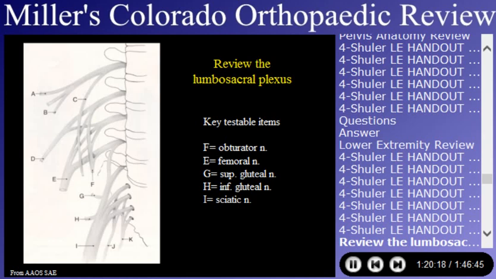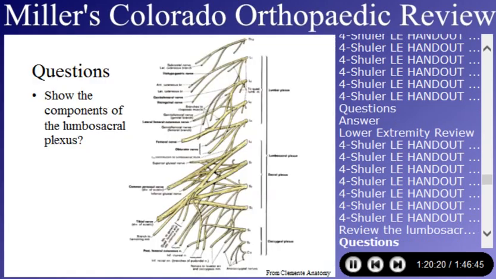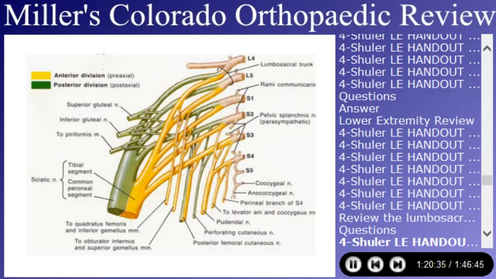This showed the components of the lumbar sacral plexus. This is a busy diagram, but from Clemente Anatomy. We won't go over that right now. Do not forget, going down further from the sacral plexus, the sciatic nerve has both a tibial and a common peroneal segment. It is very important to know the orientation of that segment.